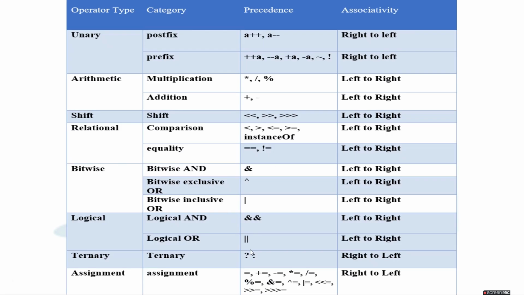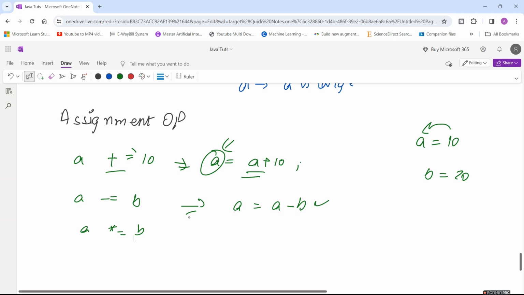We can see all of these operators here: plus, minus, multiply, divide, modulo, bitwise AND, bitwise XOR, bitwise OR, and then left shift and right shift. We can do all of these with this a. So these are the different assignment operators.